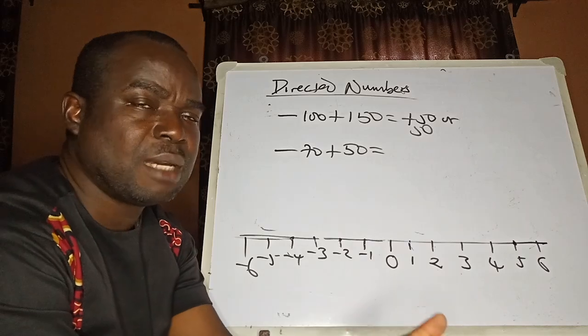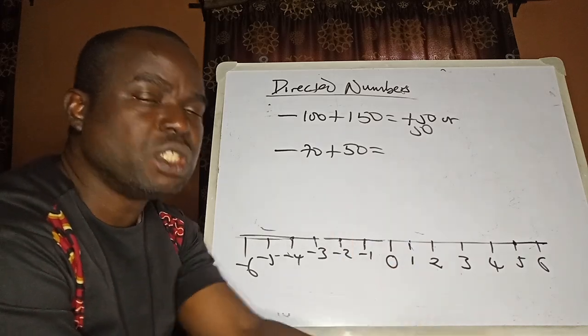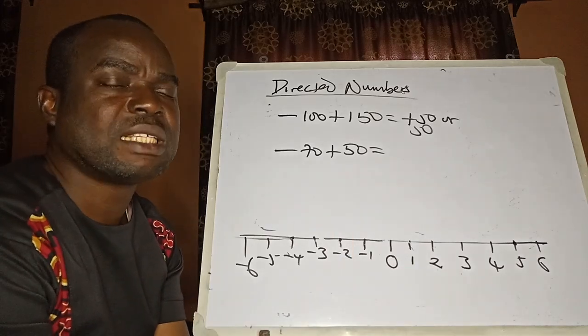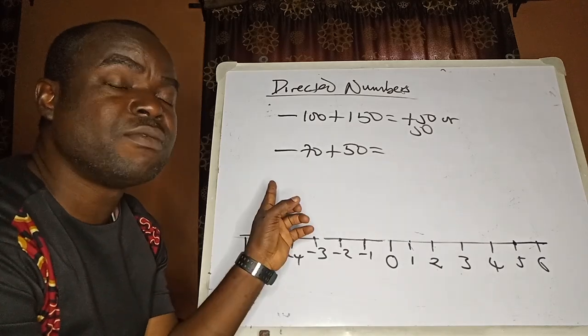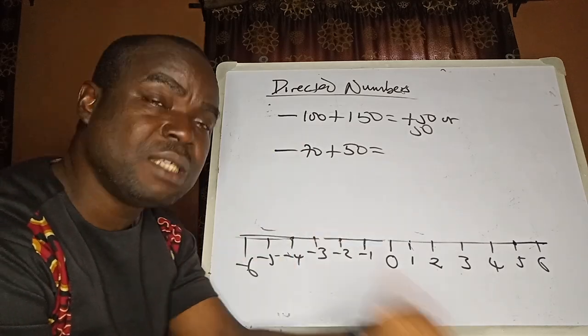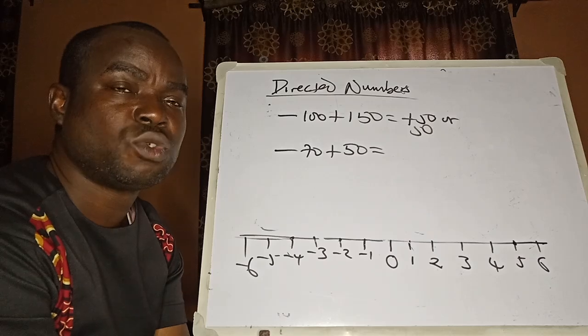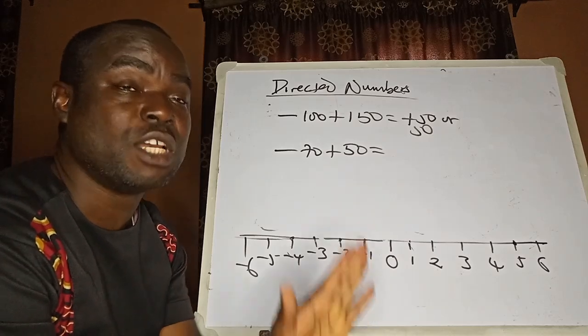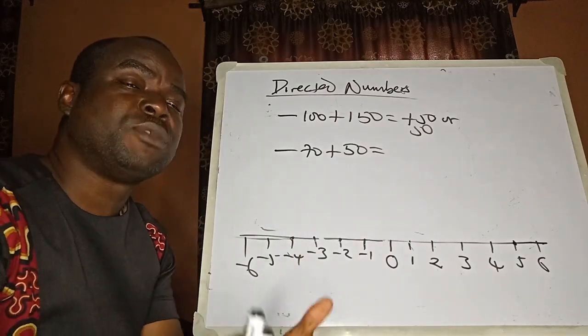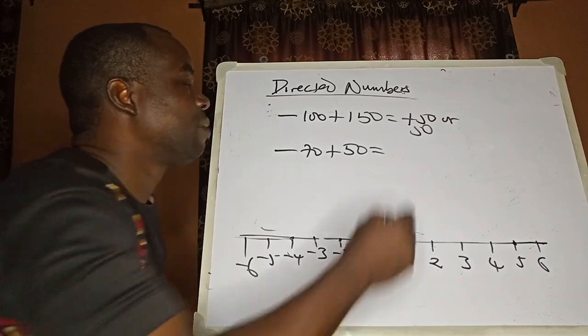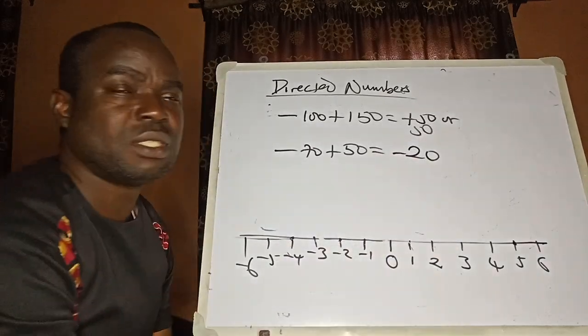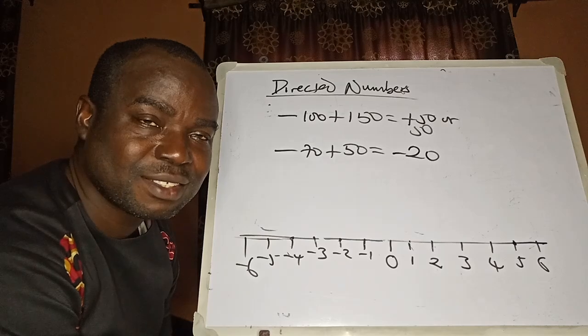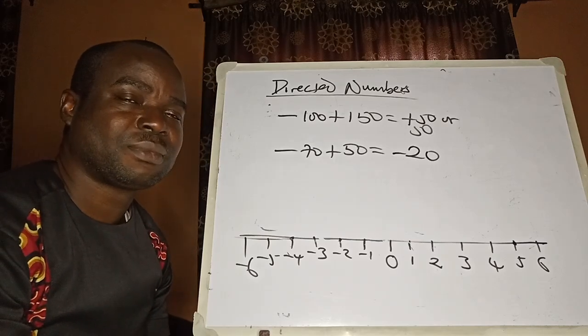You will discover you are still in debt, right? You are still owing 20 naira. So the answer will now be, you're owing somebody 70 naira and you have 50 naira. You pay the 50 naira you have first. So you have 20 naira left that you're owing the person. So because you're owing the person 20 naira, the answer becomes minus 20. Simple, right? That's how you do it.